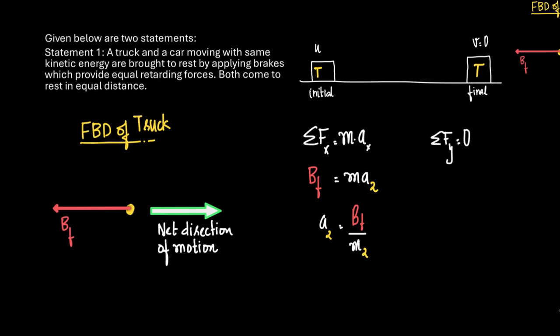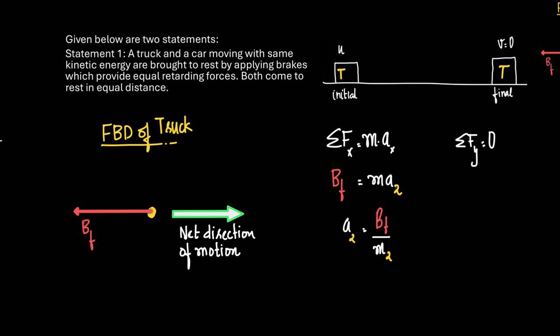Now let's see the same case with the truck. As we had for the car, for the truck the only force acting in the x direction is the braking force, and the net direction of motion is also towards the right. Initial condition, final condition: the truck comes to rest. There is no motion in the y direction. The motion is restricted along the x direction. Therefore, sigma fy is equal to 0, and we have sigma fx is equal to m into ax.